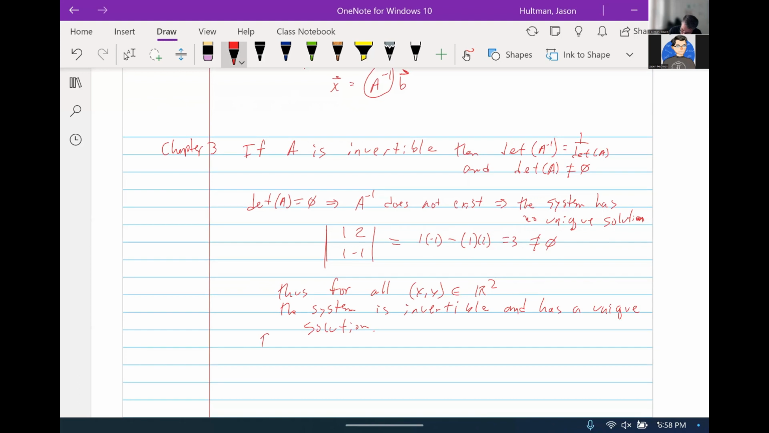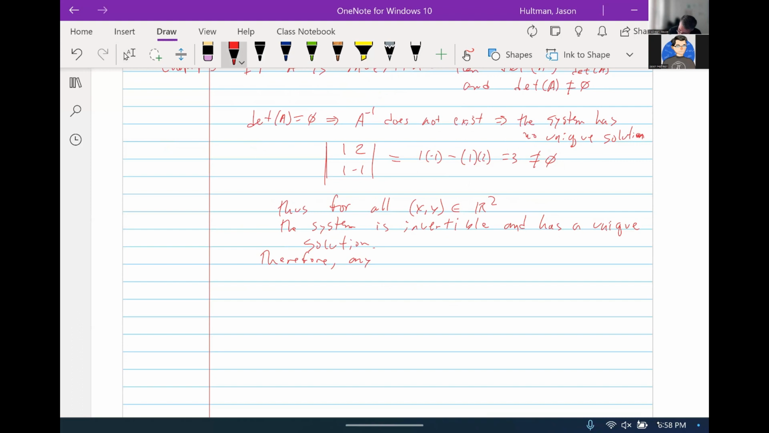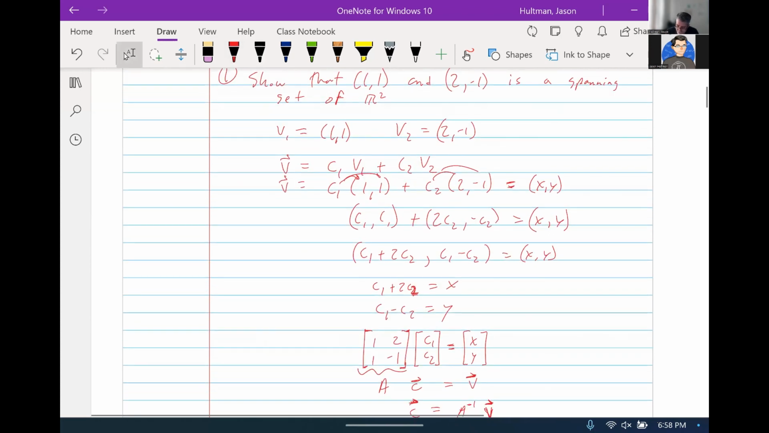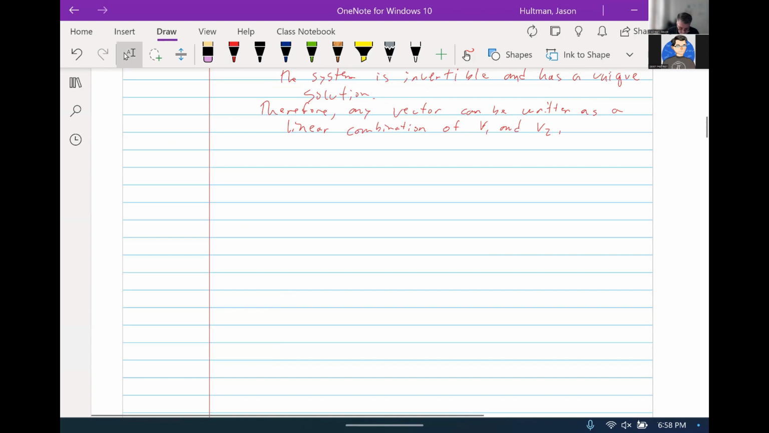Therefore, any vector can be written as a linear combination of V1 and V2, my vectors that I was given there: 1, 1, and 2, negative 1.